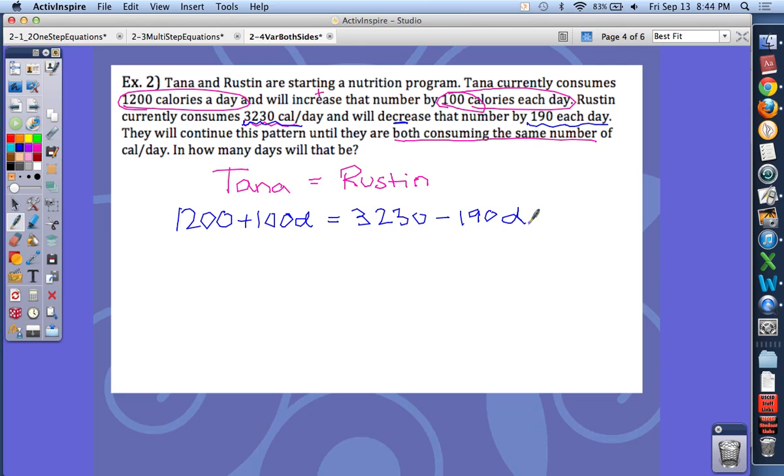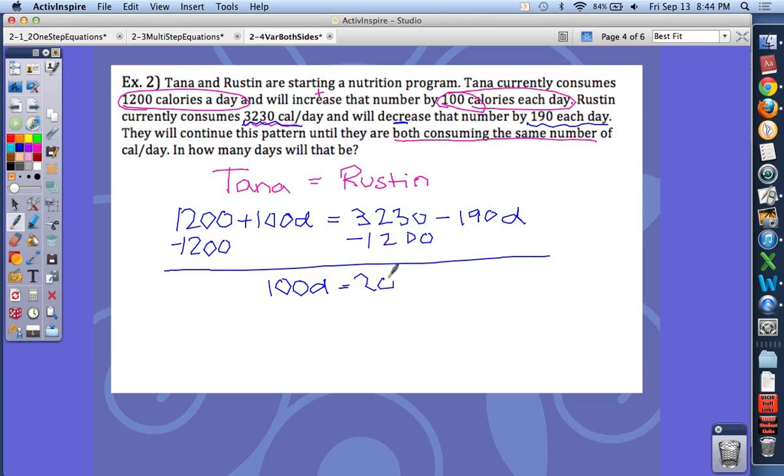So when are they going to be equal? All right, solve by getting your variables and constants together. Remember that this is only one way to solve it. It doesn't matter which side you take the variables to. I'm going to take the variable to the positive side. So I'm going to have 100D equals 2,030 minus 190D. And then we're going to add 190D to both sides.